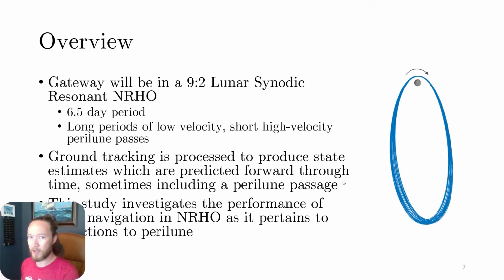For this analysis, we're looking at the Gateway mission, which will be in the NRHO around the moon. It's a 6.5 day period where we're mostly in long periods of low relative velocity near Apolune, punctuated by short, high velocity, high sensitivity passes near Perilune.